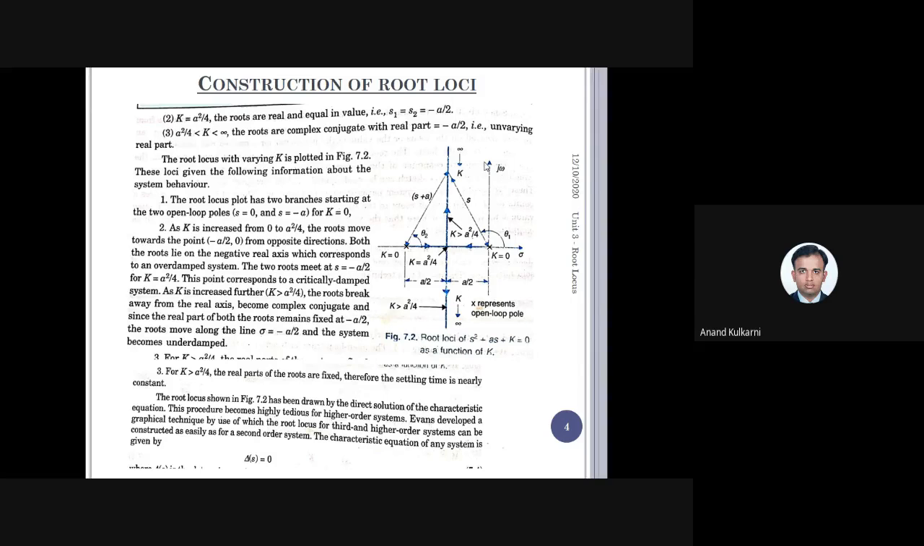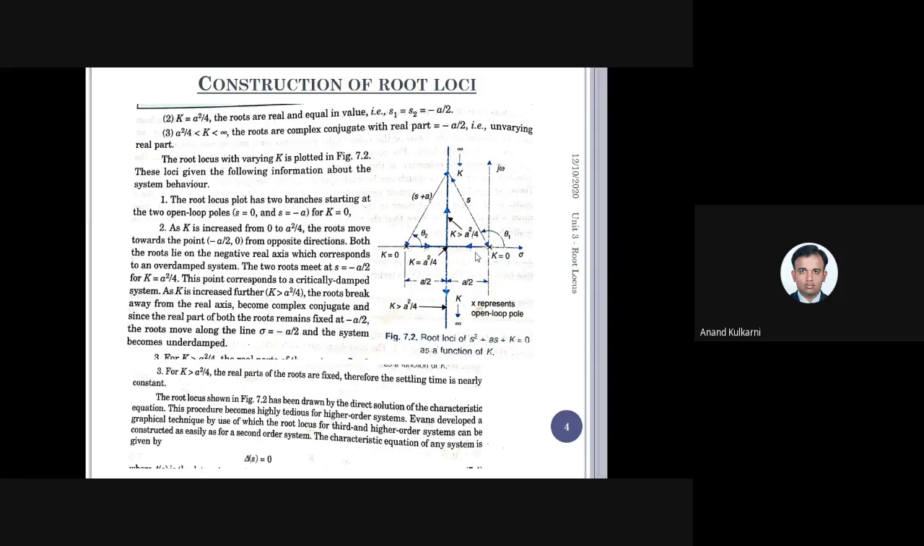For a door closer, you have to use an overdamped system. That means you have to choose the value of k below (a/2)². Critically damped is very rarely used. And if you want to make it a suspension system for a car or a two-wheeler, then choose the value of k such that it is greater than (a/2)².